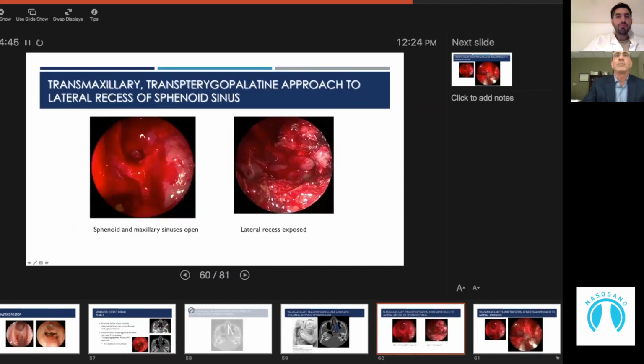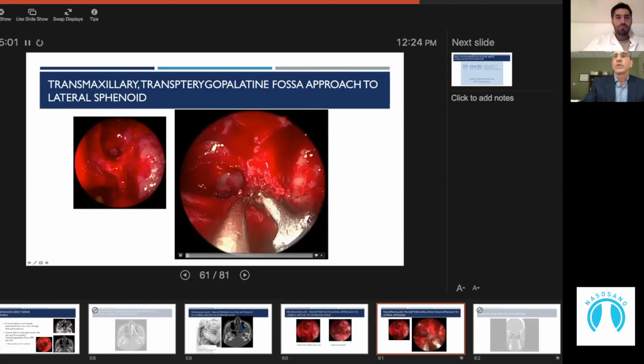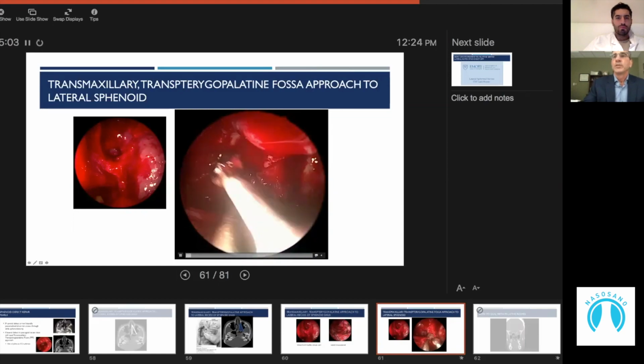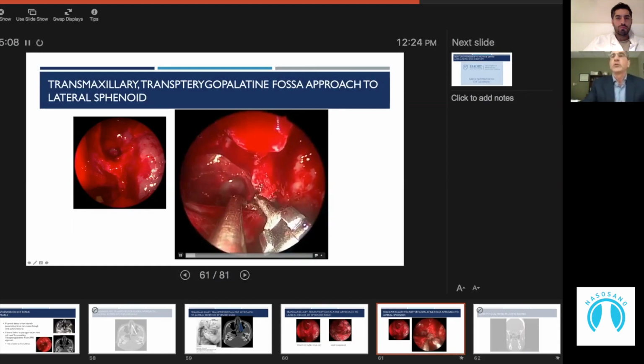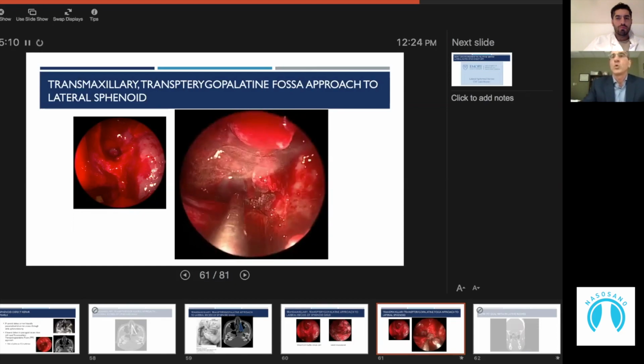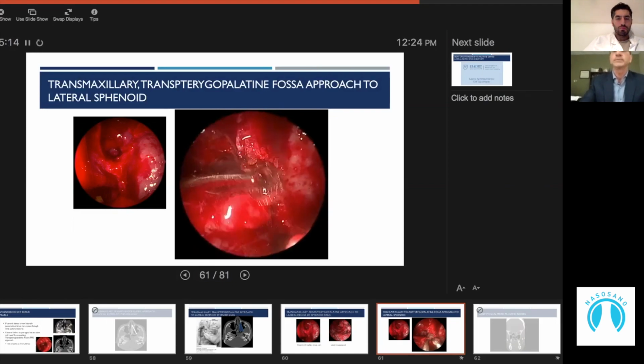Again, a wide maxillary antrostomy, a wide sphenoidotomy, and then we need to go through the back wall of the maxillary sinus. This is with the maxillary sinus wall intact. This is after the posterior wall is resected. How we get there. This is removing the soft tissue in the pterygopalatine fossa. We either mobilize or we're going to resect the sphenopalatine artery.